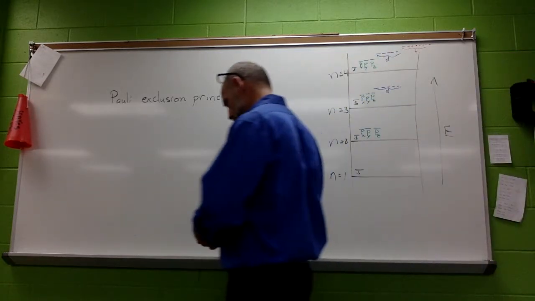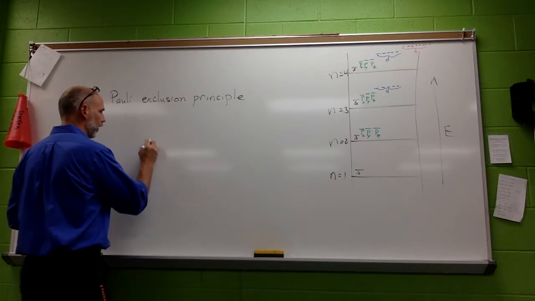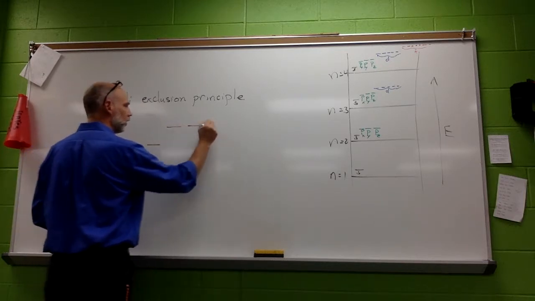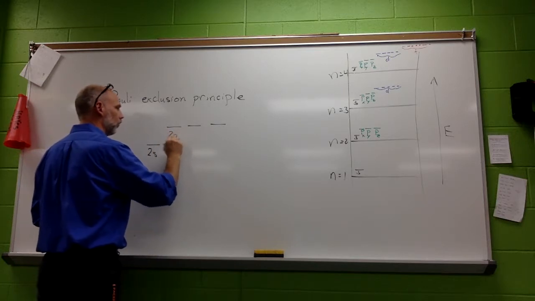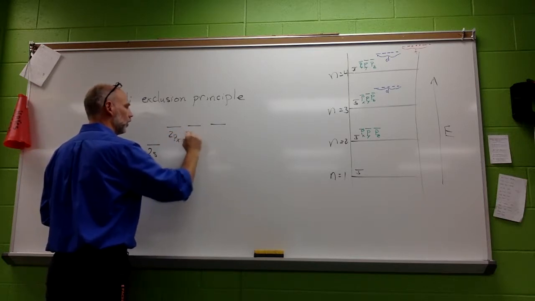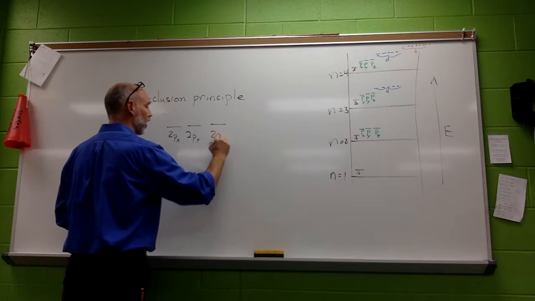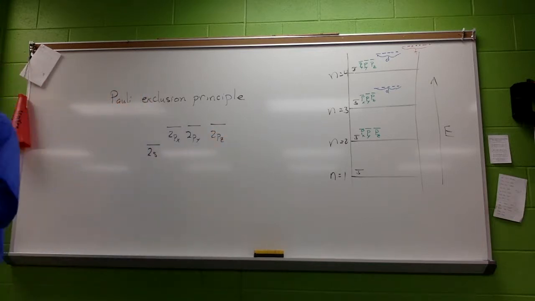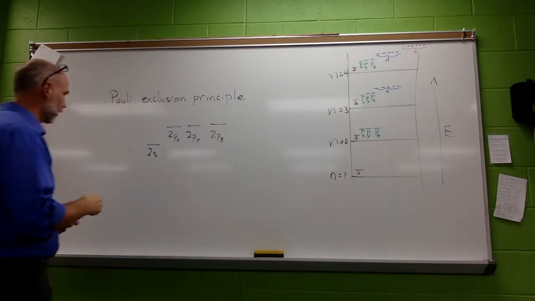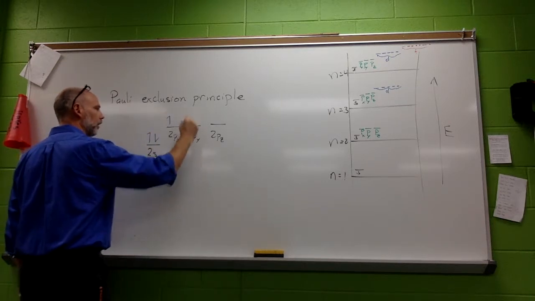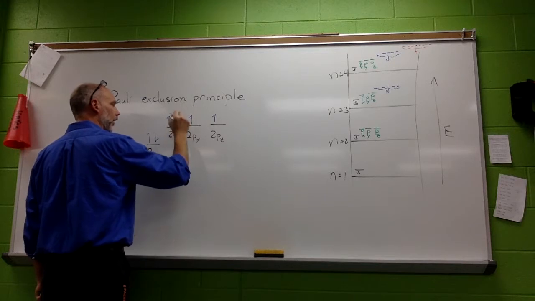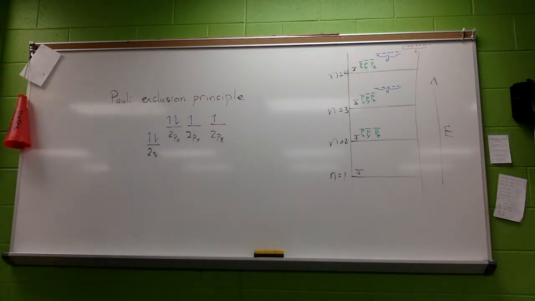Let's go back to that same example. And this is really going to start tying in the whole quantum number with the symbol thing that we're doing. We had electrons here, here, here, here, here, and here. Would you agree? Yeah. Okay.